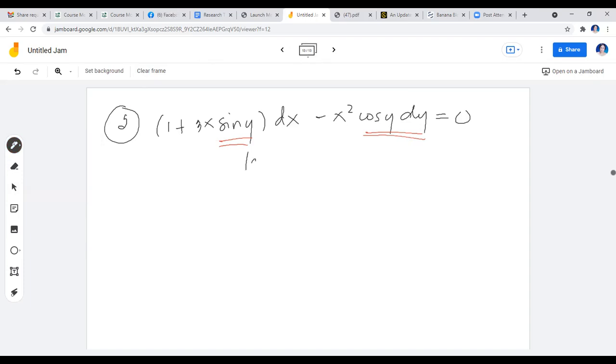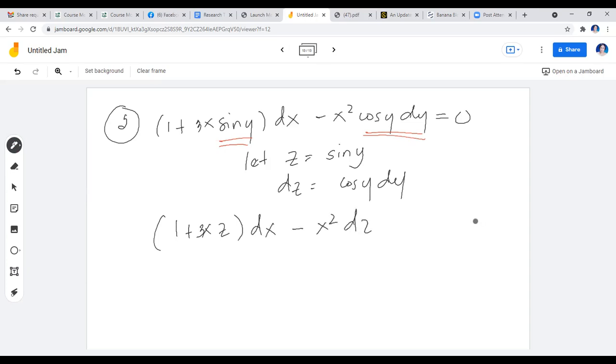I will assign, just like in the first example, a new variable z to sin y. Every time you assign a new variable to represent a group of terms or a function, the next thing that you do is you differentiate. So dz is cos y dy. I'll go back to my DE and substitute this z and this dz into the expression. So I will have (1 + 3xz) dx minus x² dz equal to 0. You change the cos y dy to dz.